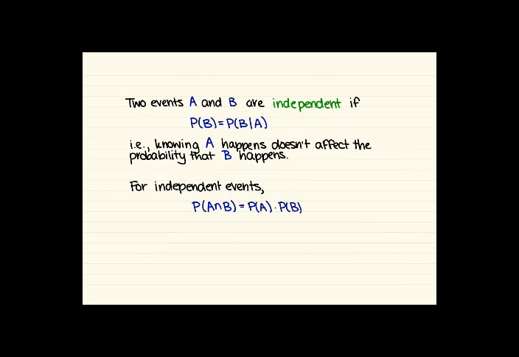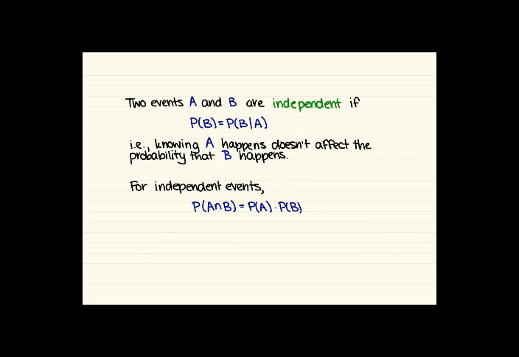Another way that two events can be related to each other: we say they're independent if the probability of B equals the probability of B given A. This means that knowing A happens doesn't affect the probability that B happens. For example, if we're rolling 2 dice, then the roll of the first one shouldn't affect the roll of the second one. So those would be independent events. Each die roll is an independent trial.